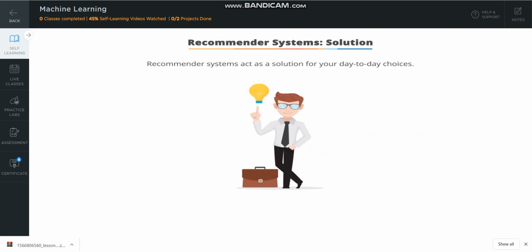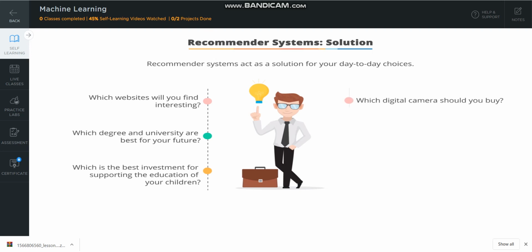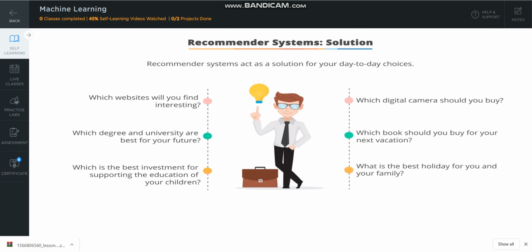Let's look at how recommendation systems are useful in day-to-day life. Recommendation systems act as a solution for many of your day-to-day choices, such as which website will you find interesting, which degree or university is best for your future, which is the best investment for supporting the education of your children, which digital camera should you buy, which book should you buy for your next vacation, which is the best holiday for you and your family.